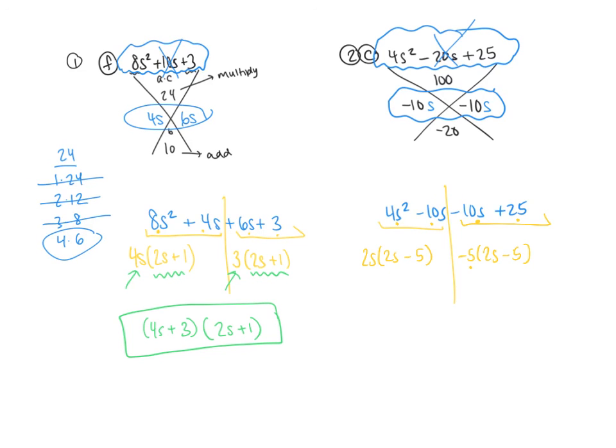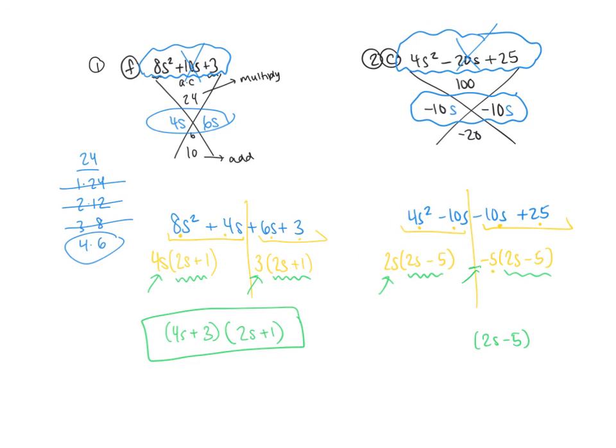And my parentheses are the same, which is what I wanted. So I'm going to write that parentheses once. And then the numbers that I divided out go together in another parentheses. Or your answer can be 2s minus 5 squared, because 2s minus 5 times 2s minus 5 is 2s minus 5 squared. Either of these answers will work.